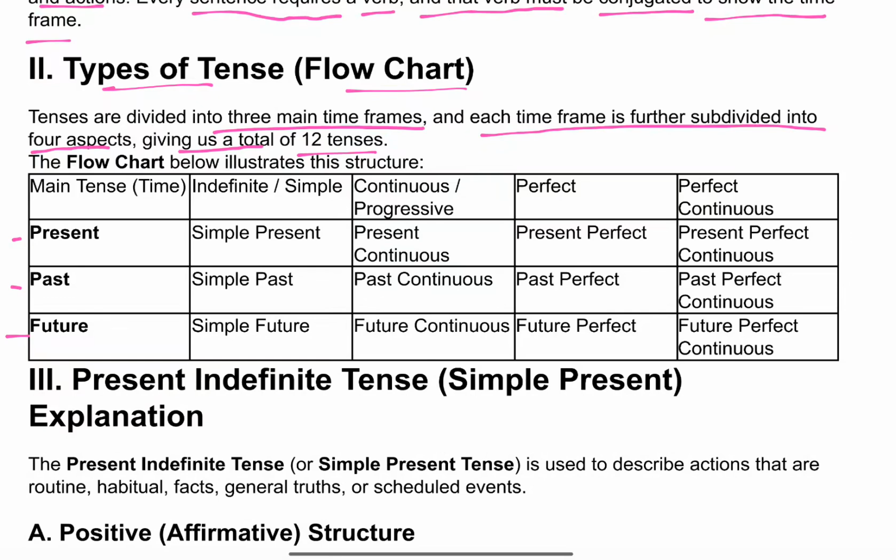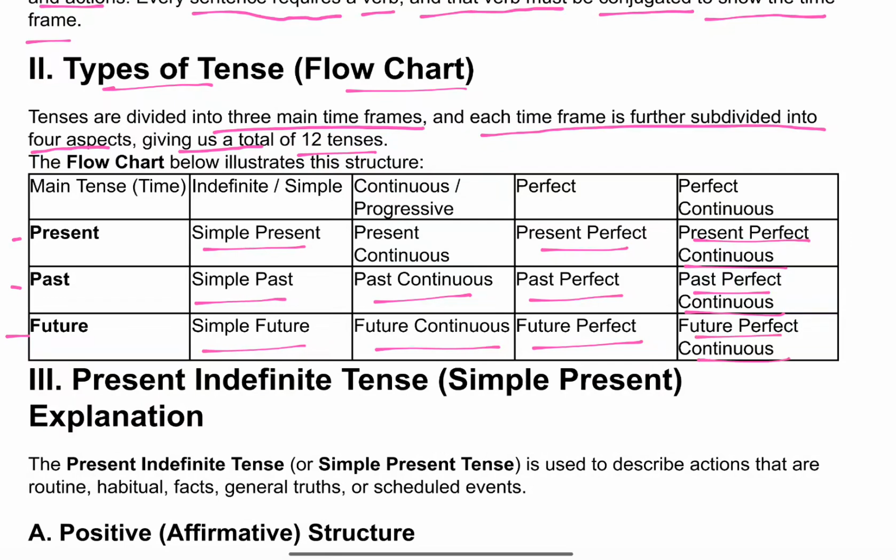And firstly we discuss the present subtypes. Indefinite or simple, continuous or progressive, perfect, and perfect continuous. First is present simple, then present continuous, present perfect, present perfect continuous. Then past: simple past, also known as indefinite past, past continuous or progressive, past perfect, and past perfect continuous. And future: simple future, future continuous or progressive, future perfect, and future perfect continuous.